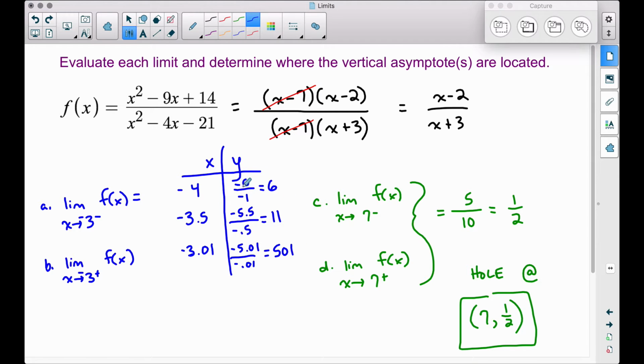This is enough to tell me, guaranteed, I'm going to have a negative divided by a negative as I approach negative 3 from the left, evaluating this simplified piece here. Notice our values are getting bigger and bigger and bigger as we approach negative 3 from the left. Hence, this thing is shooting off to positive infinity.